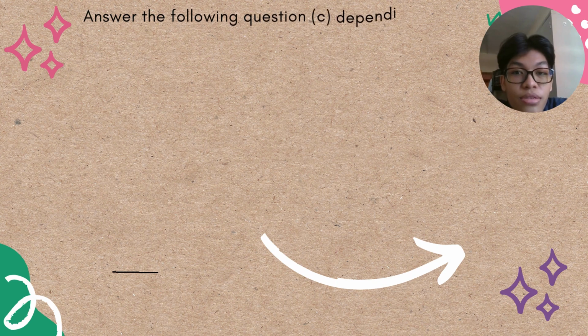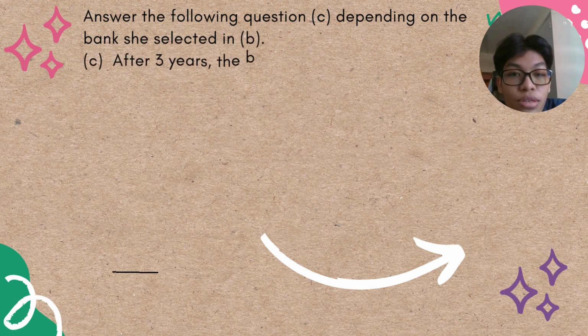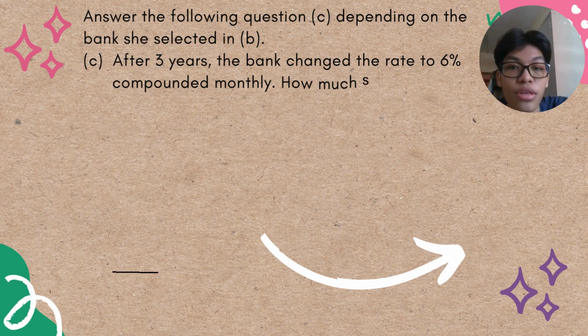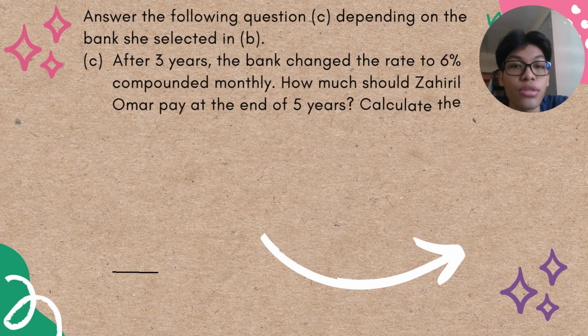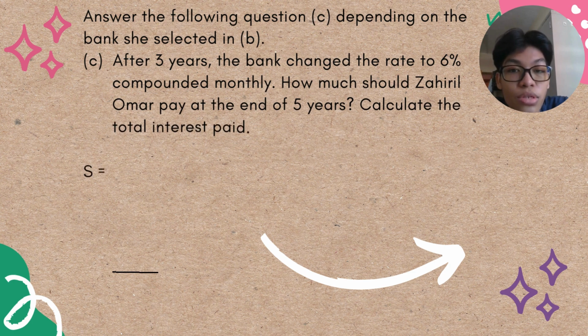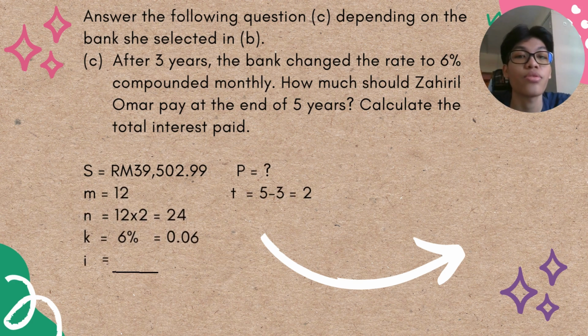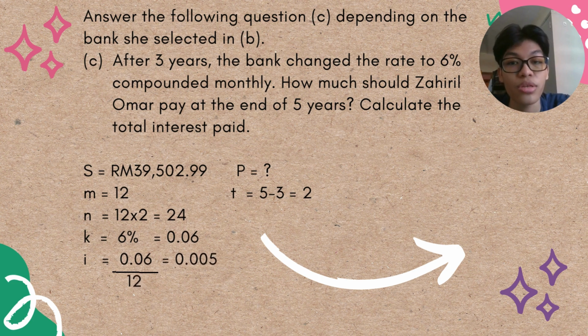Next is question C. Depending on the bank she selected in question B, after 3 years, the bank changed the rate to 6% compounded monthly. How much should Zahiril Omar pay at the end of 5 years? Calculate the total interest paid.